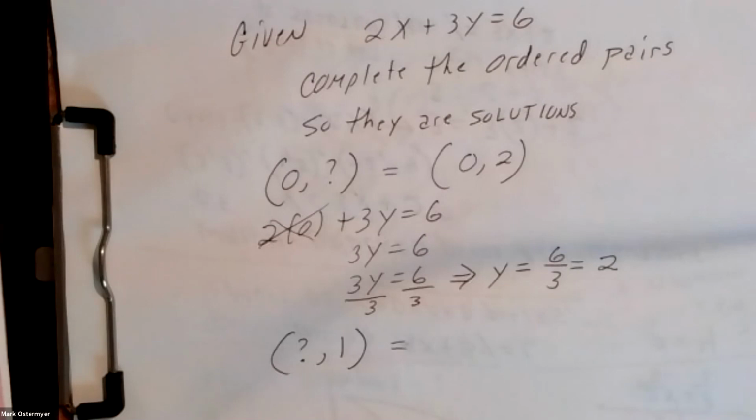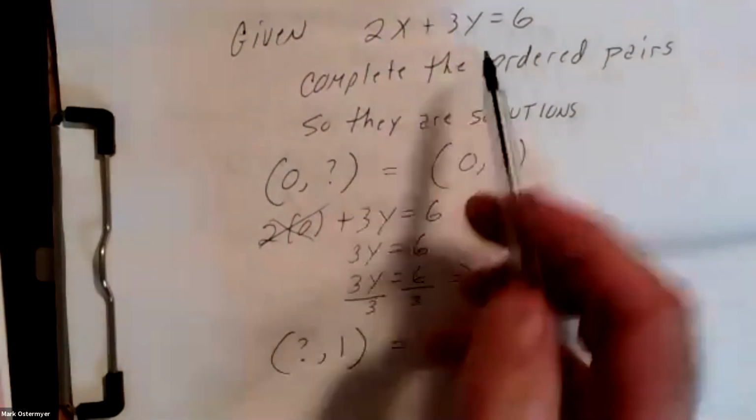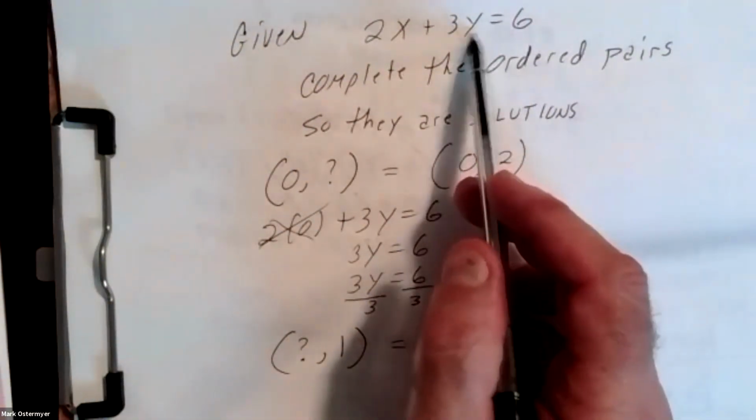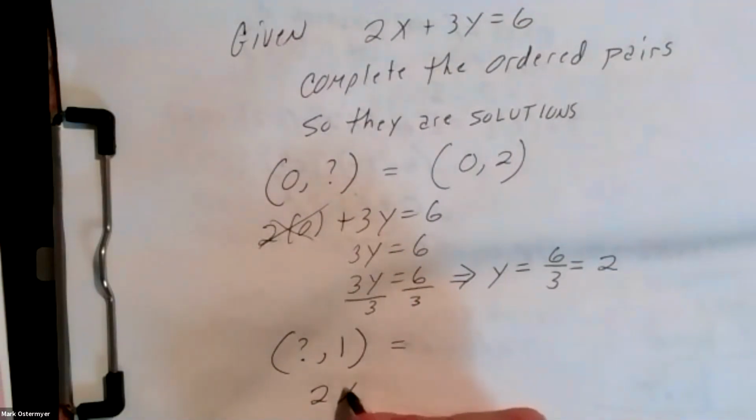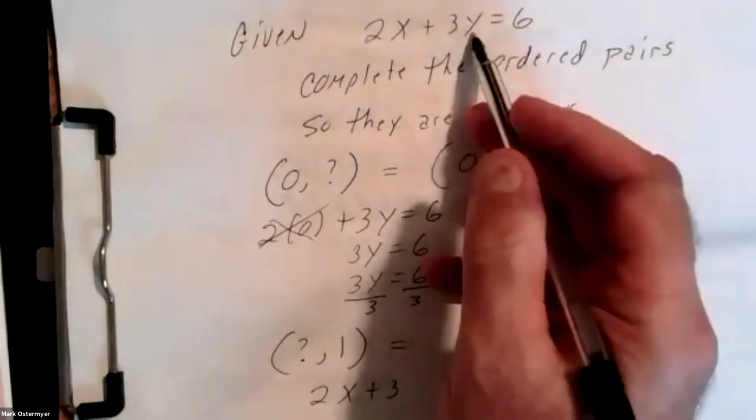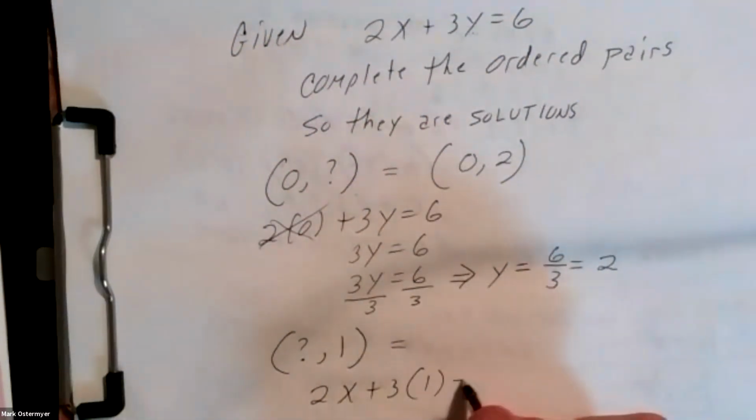How are we going to find that missing x coordinate there if that point is to be a solution to our linear equation? Put the y coordinate in. All right, so we're going to let y be 1. Take 1, substitute it in for your y variable into the equation. Then our equation becomes 2x plus 3 times 1 equals 6.